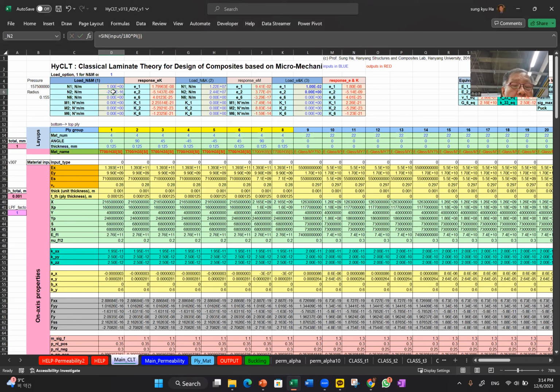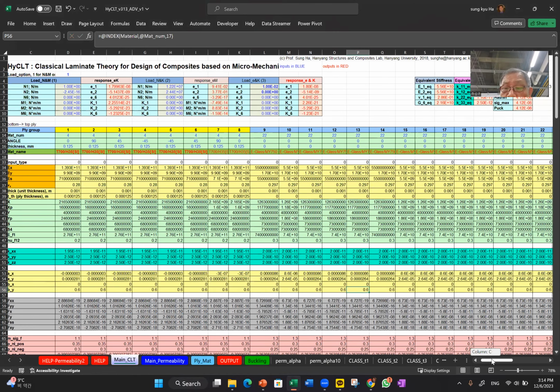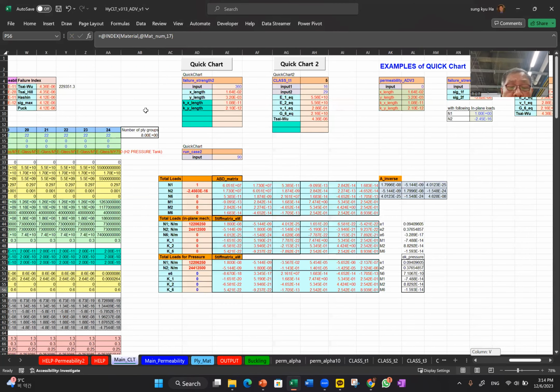And N2 will have the sine. So this input is again one variable. We're going to change that. As you can see, this is the input.